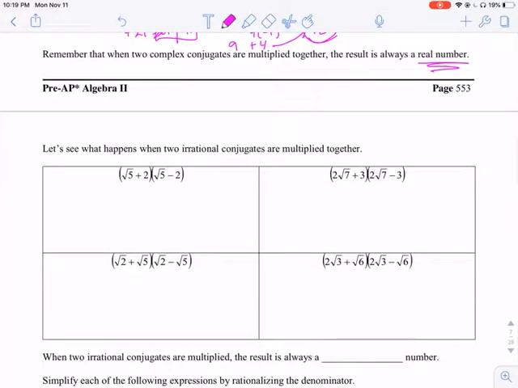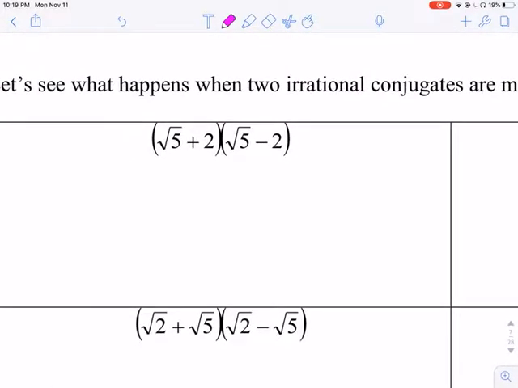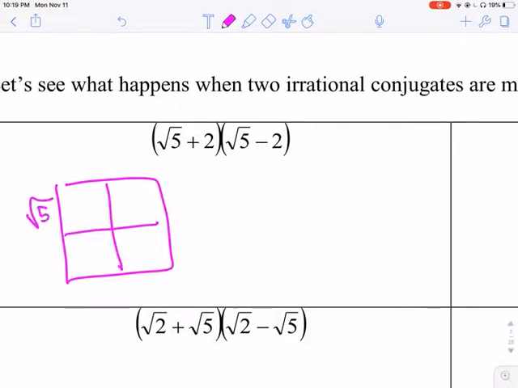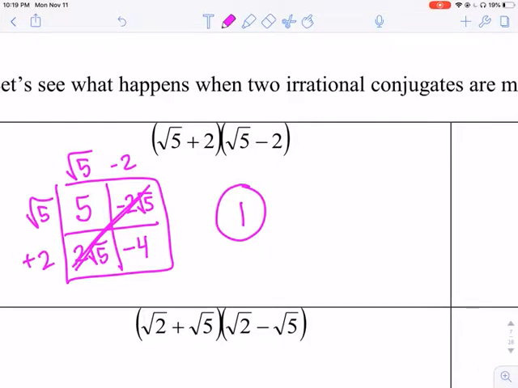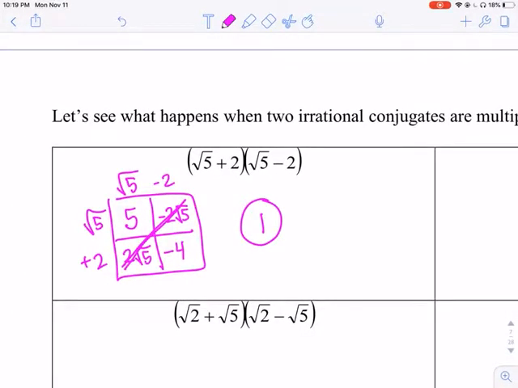So we're going to do this same type of thing when we multiply irrational conjugates. So we're going to multiply things that have square roots in them to see if we can get rid of the square root. So here we have square root of 5 plus 2, square root of 5 minus 2. We get square root of 5 times square root of 5 is 5. This would be negative 2 square root of 5, positive 2 square root of 5, and negative 4. That means these will cancel and leave you just 5 minus 4, which is 1. So pretty cool that we can start with 2 things that have irrationals in them and come out with just an individual number. That's the goal.